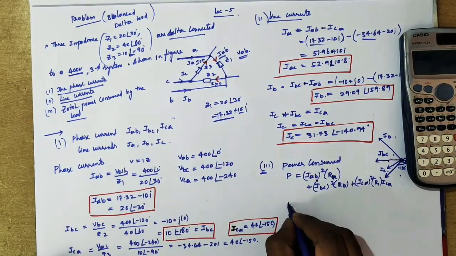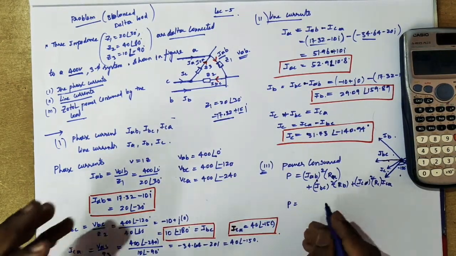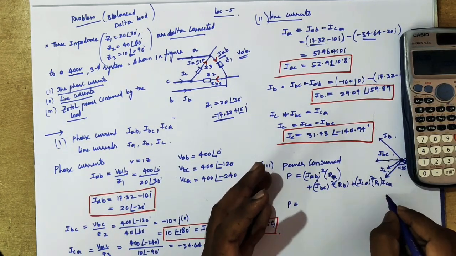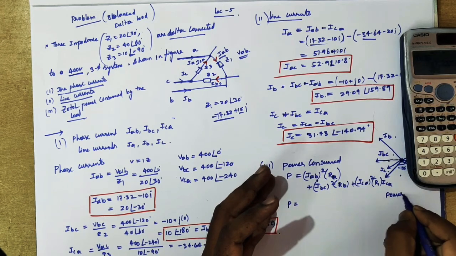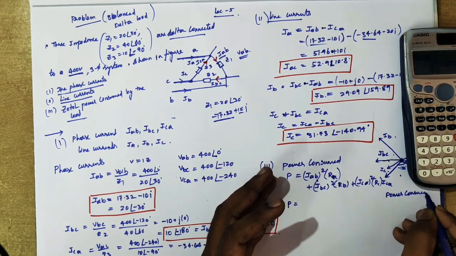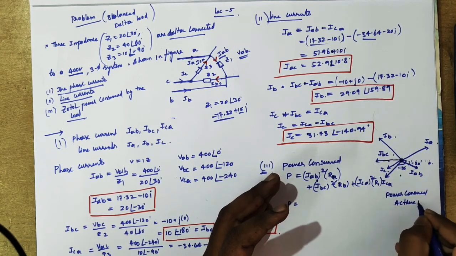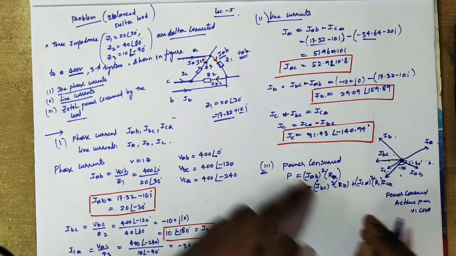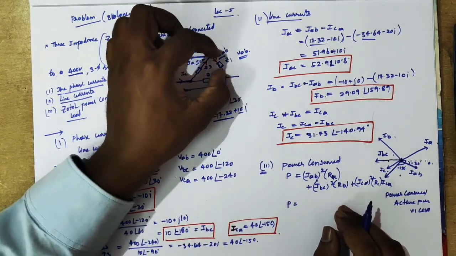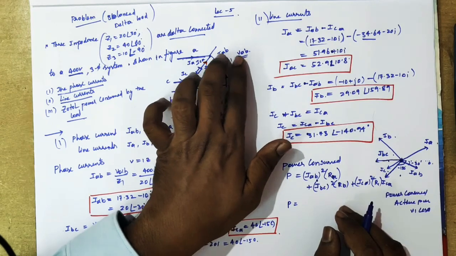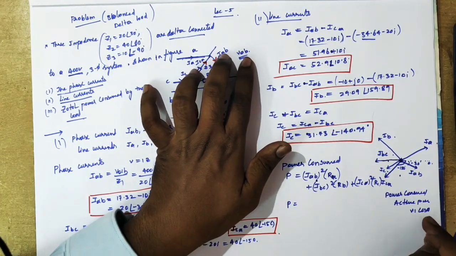In other form, you can calculate it as VI cos phi. The power consumed is only active power. Power consumed always means active power only. Active power means VI cos phi. So what is that? Voltage across that phase, current flowing through that phase, and the phase difference between those two. That gives the value of cos theta.